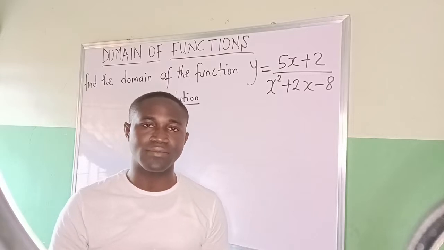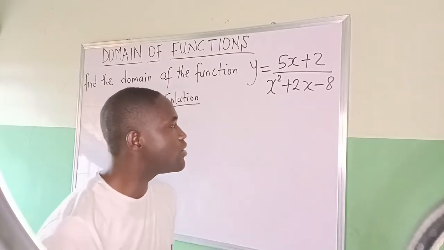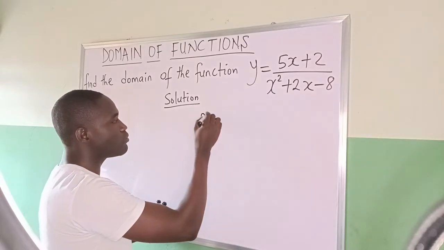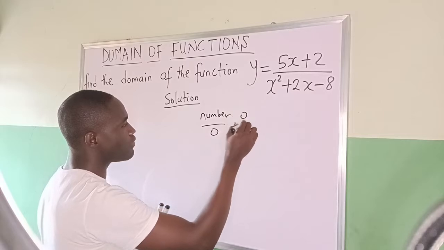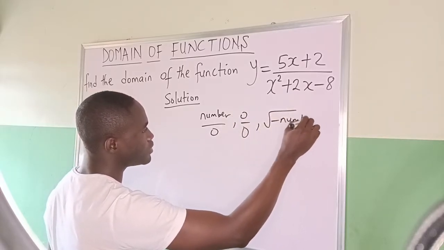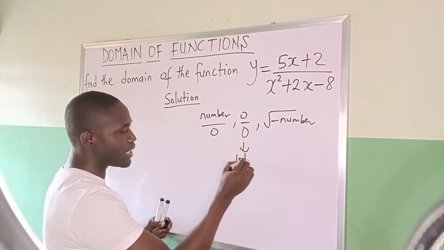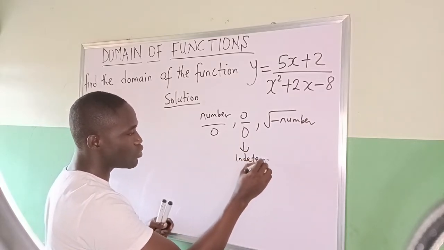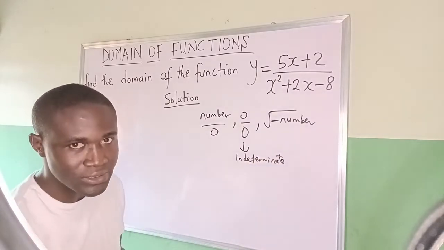to be defined. A function is said to be undefined if it appears in the form number over 0, 0 over 0, square root of negative number. This is noted to be indeterminate. That is the key word we do call it. Indeterminate, that you can't determine it.